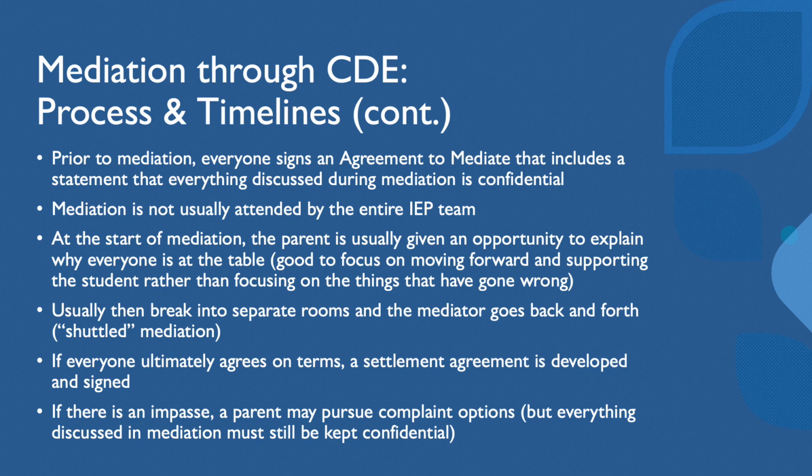Then, usually the family and the school district will split into separate rooms and the mediator goes back and forth between the rooms to discuss different topics. This is also known as shuttled mediation. If everyone ultimately agrees on terms, a settlement agreement is developed and signed. If there is an impasse, a parent may pursue complaint options, but everything discussed in mediation must still be kept confidential and not shared in additional complaints or proceedings.